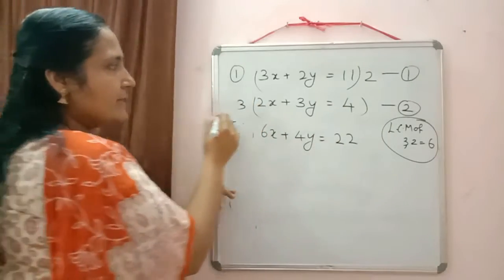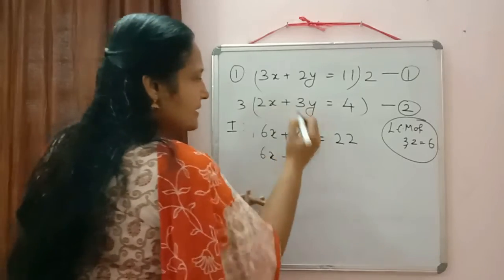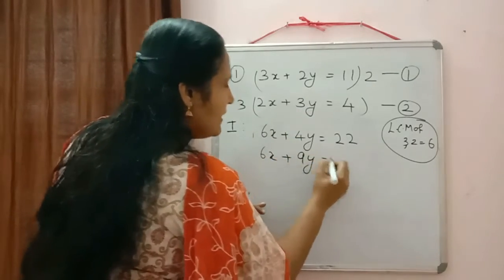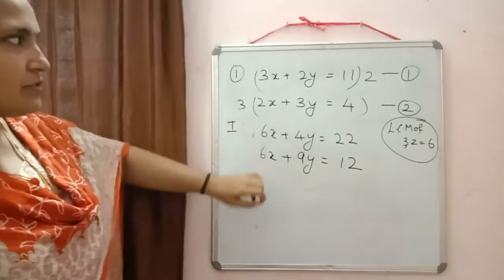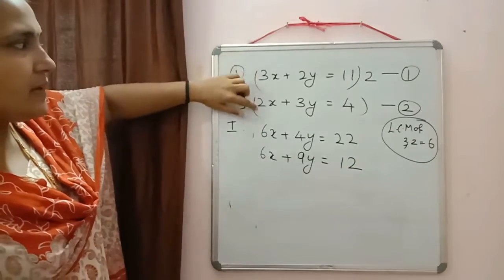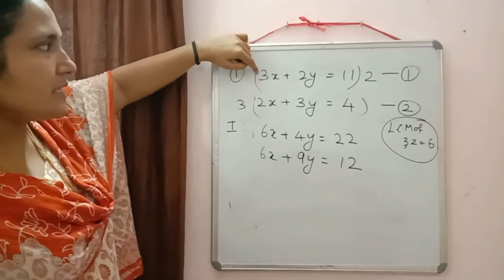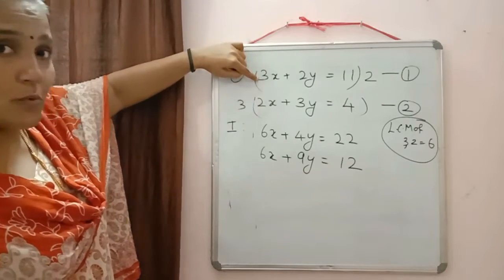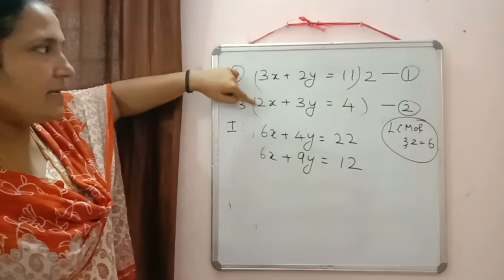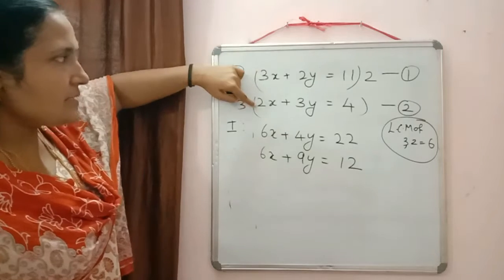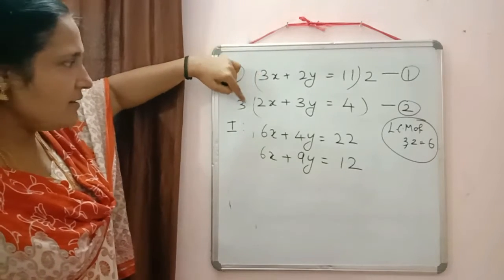So when we multiply, what will come? 3 into 2, 6x plus 3 3s are 9y is equal to 3 4s are 12. So first, what we did, we just checked the coefficient there and interchanged the coefficients. The first equation is multiplied by 2, which was the coefficient of x in the second equation, and the second equation is multiplied by 3, which was the coefficient of x in the first equation.